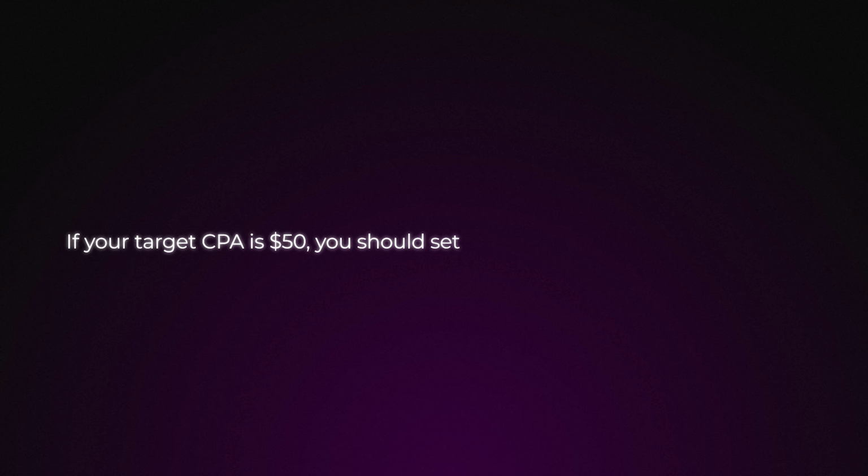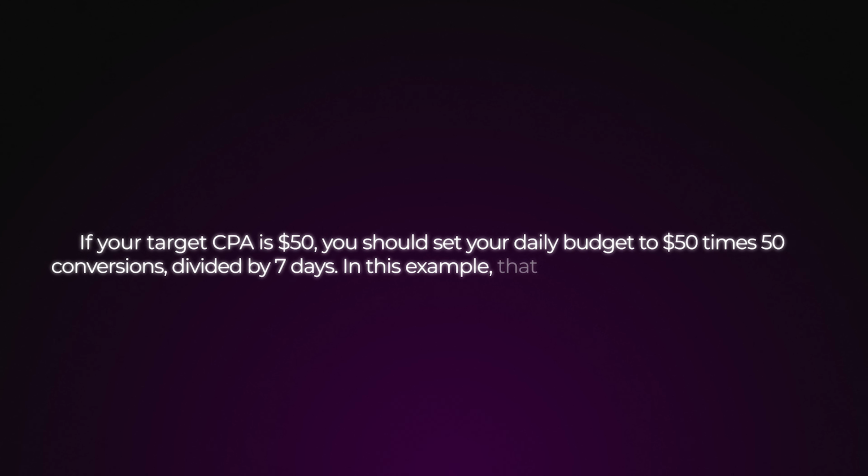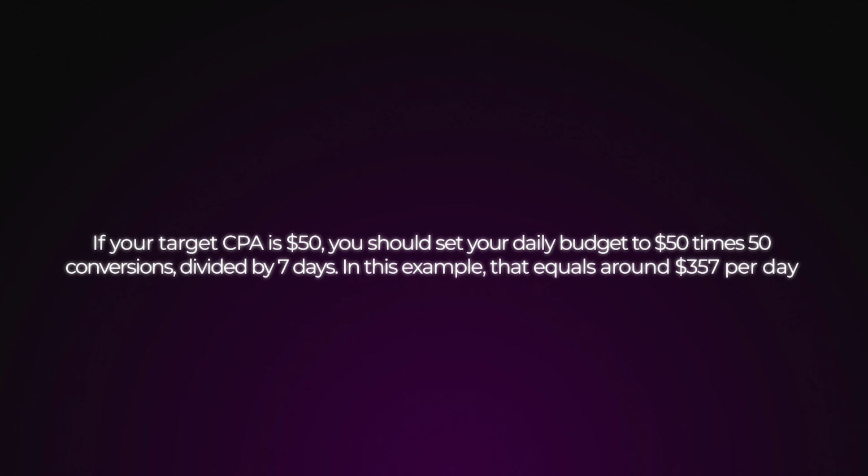This seems to be a thing a lot of people struggle with, so here's a quick formula for you. If your target CPA is $50, you should set your daily budget to $50 times 50 conversions divided by 7 days. In this example, that equals around $357 per day.